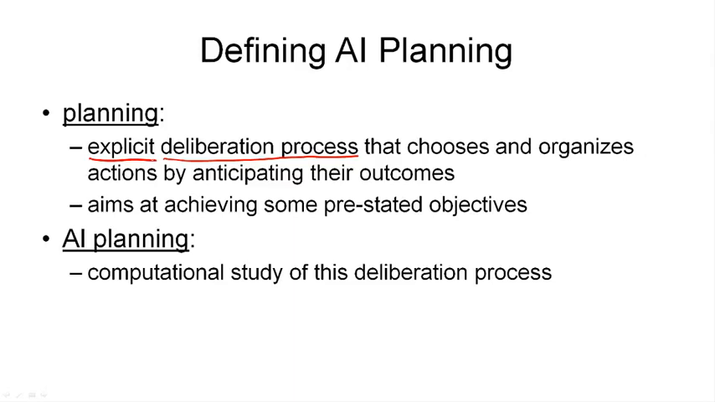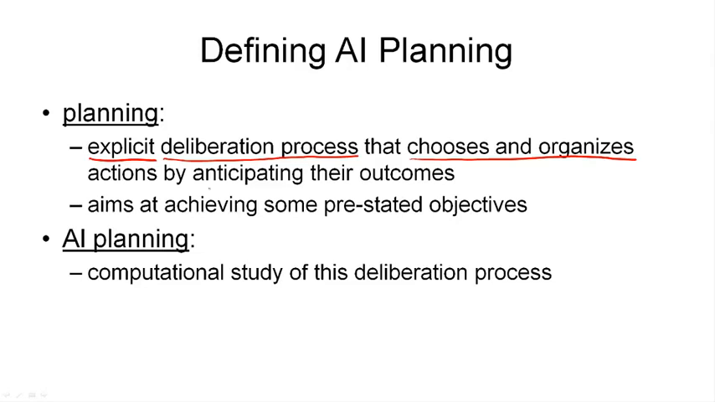In this thought process, we choose and organize actions. So choosing means we have some options available, things that we may be able to do, and we choose some of these actions and we discard others as part of the planning process. We also organize these actions into a structure. That is, we could choose which actions to do before which other action, which actions to do in parallel, what the outcomes of each action will be, etc. So we organize them into some structure.